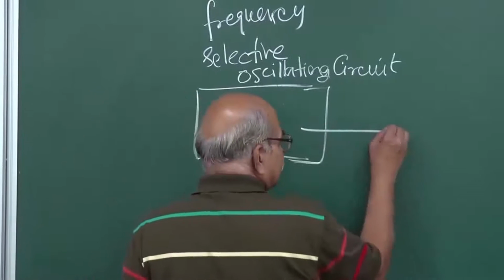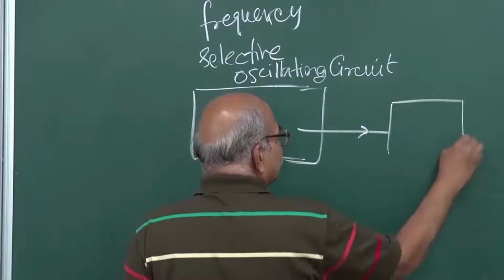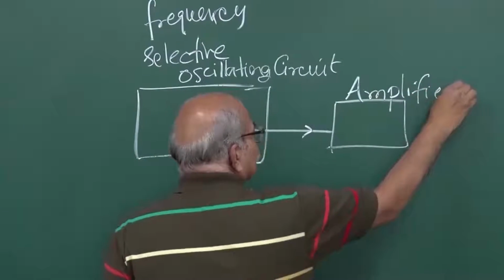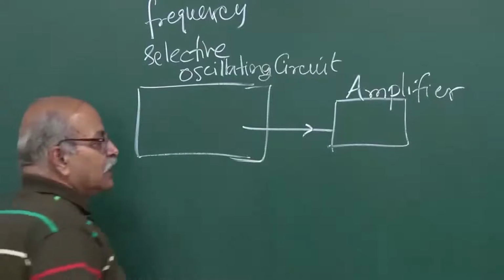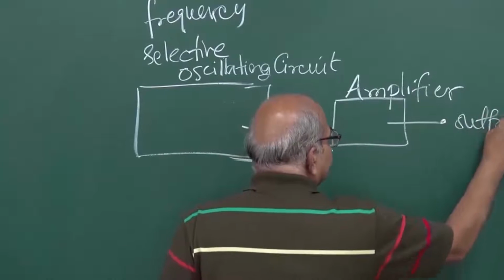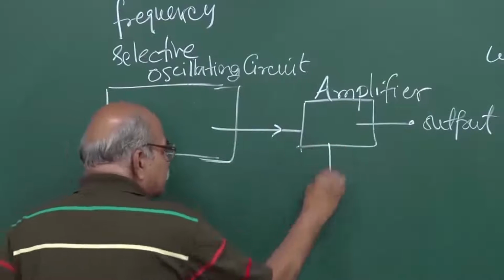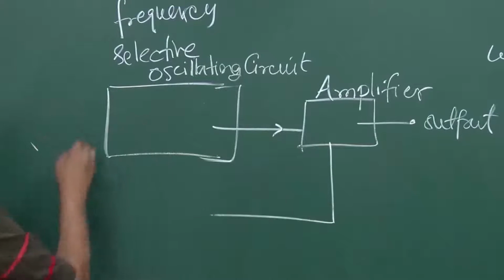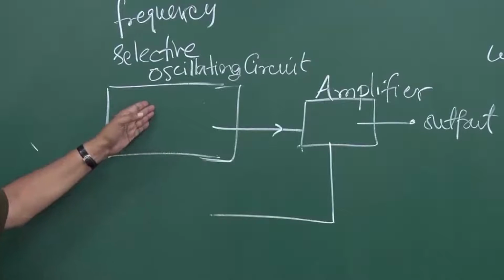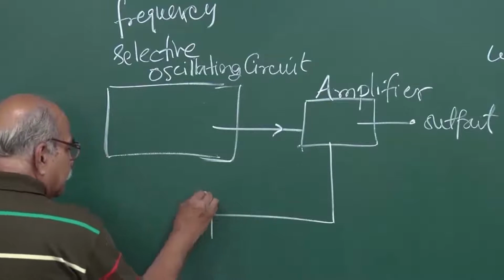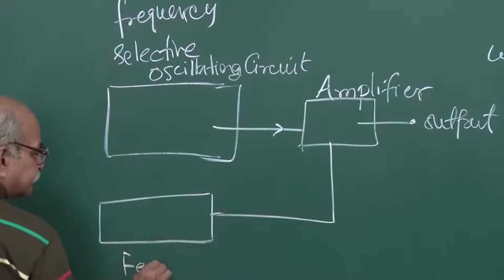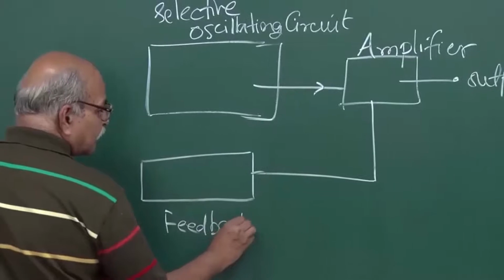Therefore, you need this frequency selective oscillating circuit. And then you need an amplifier. This signal has to be amplified, and this is where the transistor comes into the picture. Then this amplified signal, you can take your output from here and use it for the external world, and part of it should come back and add to this oscillating circuit, otherwise these oscillations are going to die out. So you should have another unit in this whole arrangement, which we call the feedback circuit.